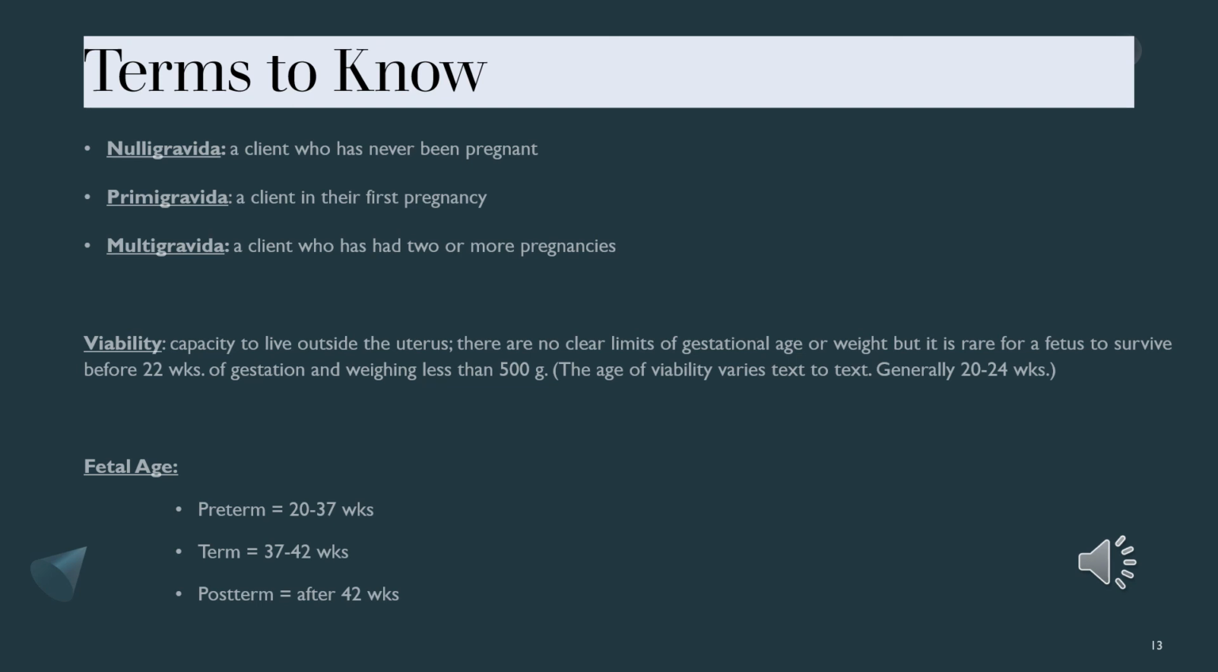On this slide, we talk about a few of the terms that I want you to know. Nulla gravida is someone who has never been pregnant before. A prima gravida is a patient that is a first-time pregnant. Multigravida is a patient who has had 2 or more pregnancies. Typically you will hear these shortened even more: a prima gravida as a primip and a multigravida as a multip. Those are just the verbiage you will hear once you're in the labor and delivery unit.